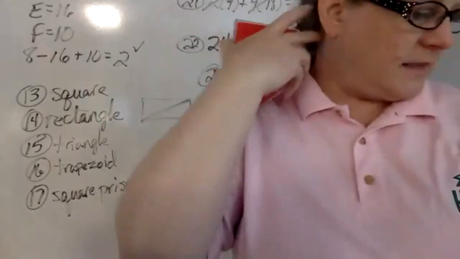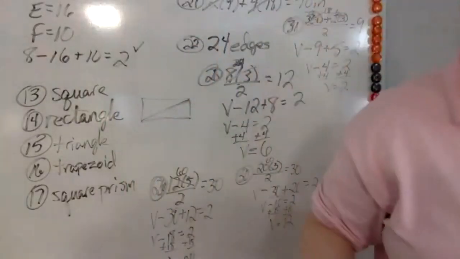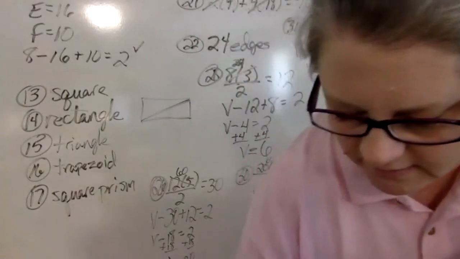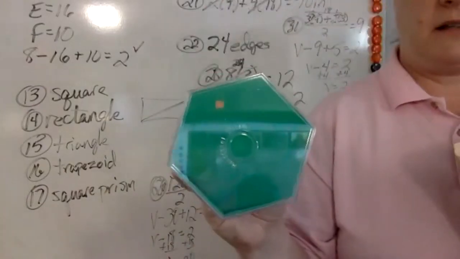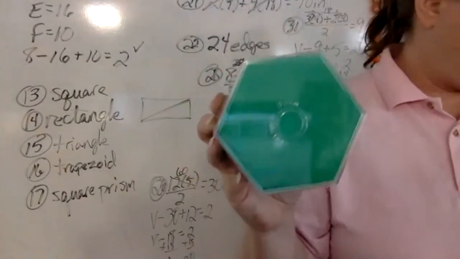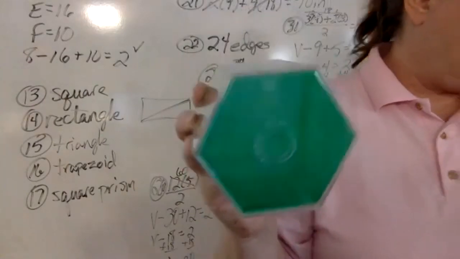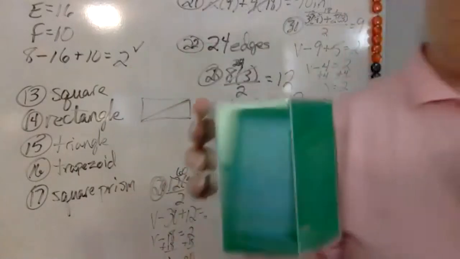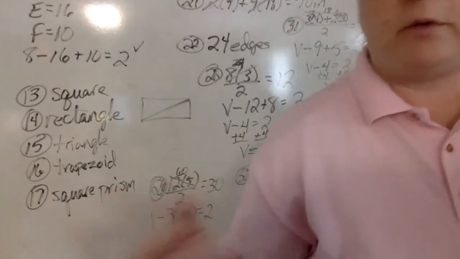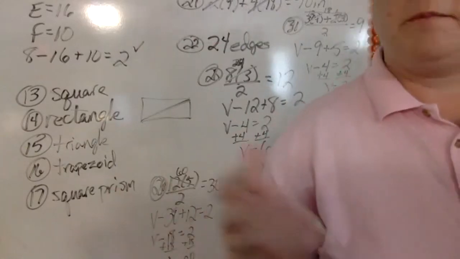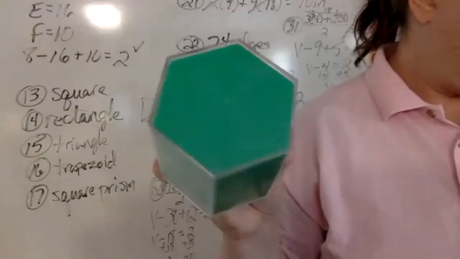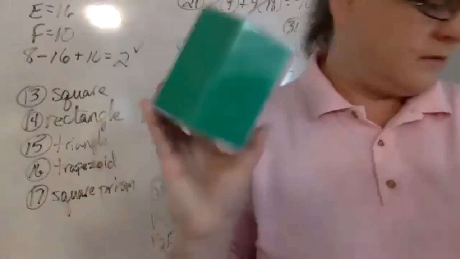Now the next one says the sides of the base is 6. That's a hexagon. So if the sides of the base is 6, how many vertices? It gave that to you on the table. You shouldn't be guessing. The vertices is 12.